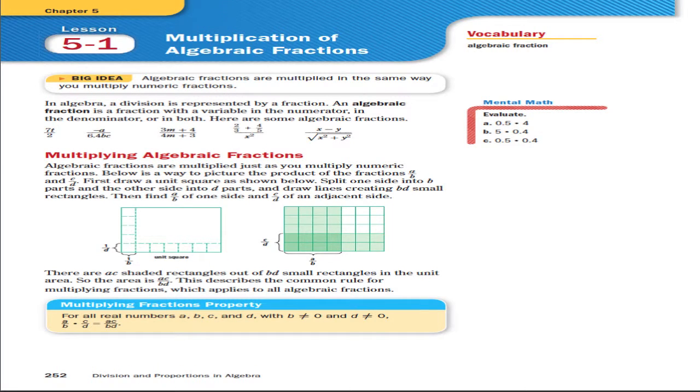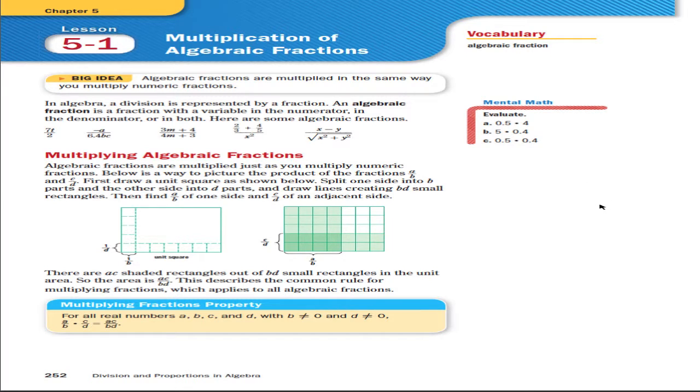Well, let's get on with 5-1, the multiplication of algebraic fractions. What do we mean by algebraic fractions? Well, that is shown right at the beginning. There's some examples of various fractions that could be considered algebraic ones, and you should know what this is. It's under your vocabulary. You should be able to find some way to define that.